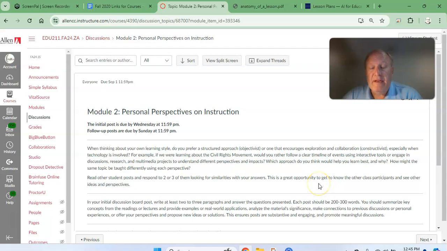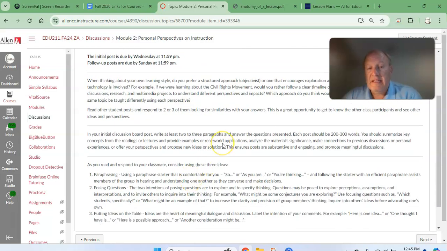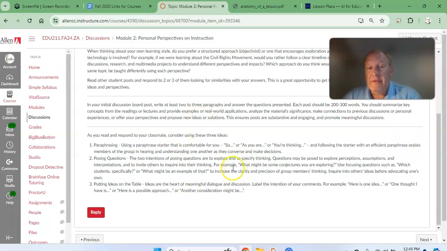Then we started to get into our discussion boards. Remember, right up here it says initial posts are due by Wednesday, follow-up posts are due by Sunday. Here's the prompt. Here's where it tells you to read 2 or 3 of your classmates' posts. It talks about the expectations for your initial post. 2 or 3 words is what it should be. Then as you do your follow-ups, this is what you should be doing.